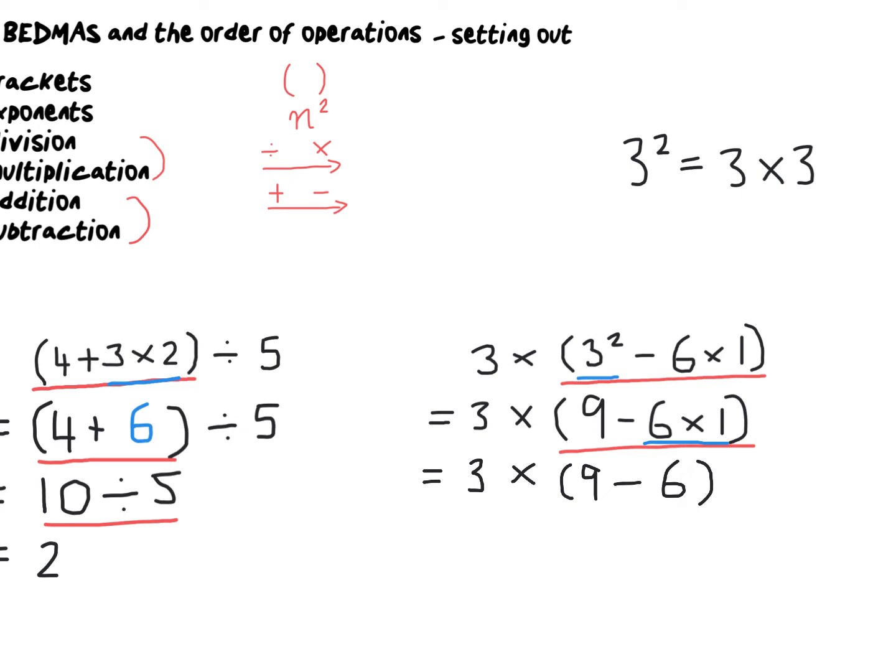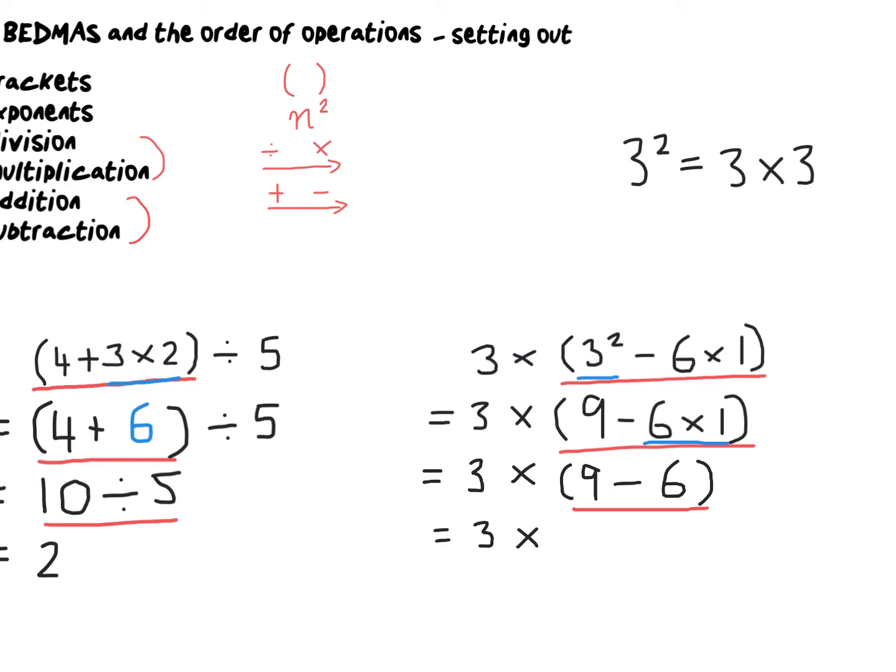Otherwise it's very easy to make mistakes. Now I'm up to my next line, and I'm still inside. I'm still doing brackets first because that's still on the list there, if you refer back to the checklist. So my next step is 3 times, and then I've got to solve the operation I have underlined.